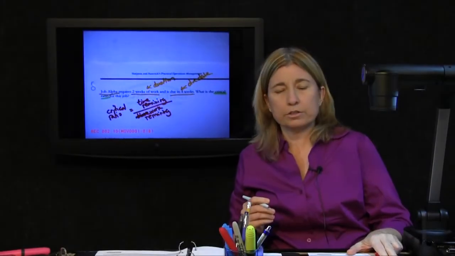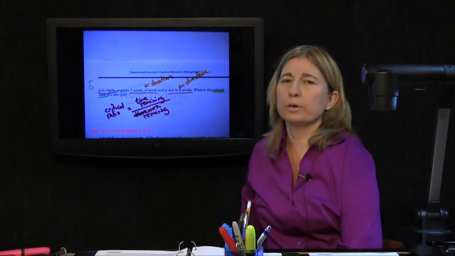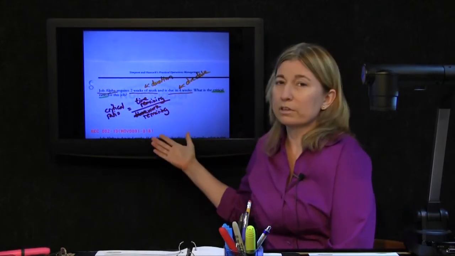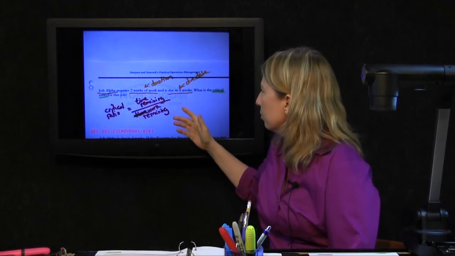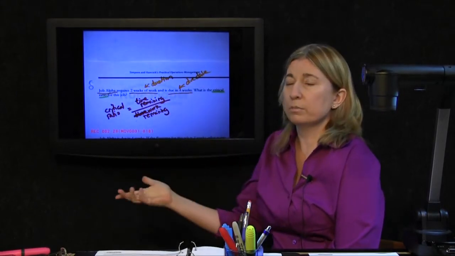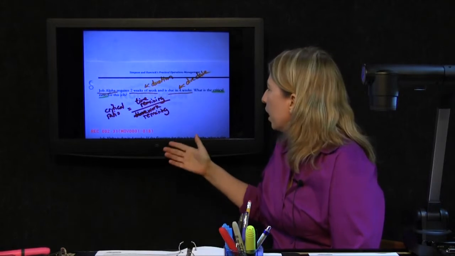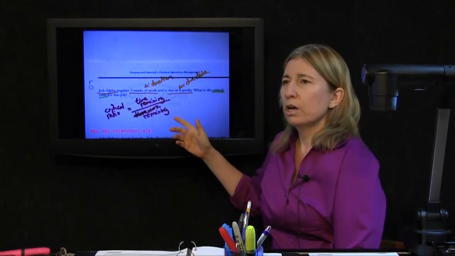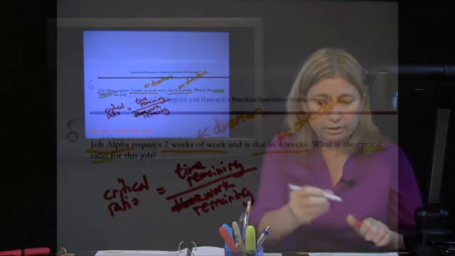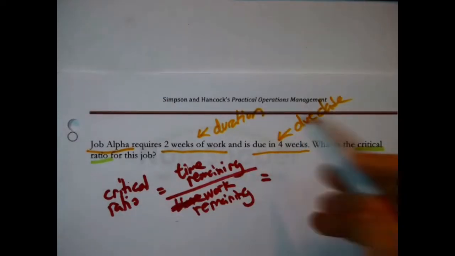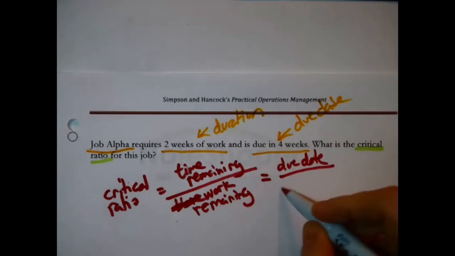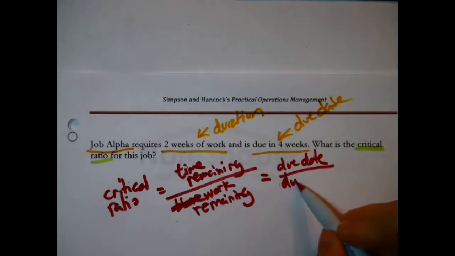Now, in this particular case, you're thinking, well, we're only given 1 sentence, so what's the time remaining and what's the work remaining? Well, if job alpha is the only thing we have to worry about, then the time remaining is the due date, because that's the time remaining until it's late. And the work remaining, if we haven't done anything right now, is 2 weeks' worth of work. That's the duration. So time remaining is essentially the due date, and work remaining is essentially the duration.